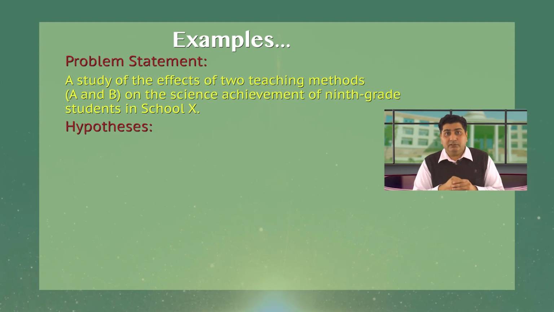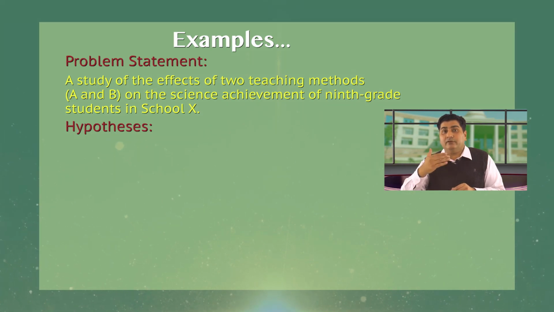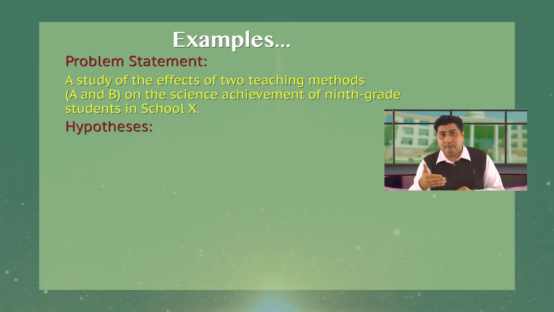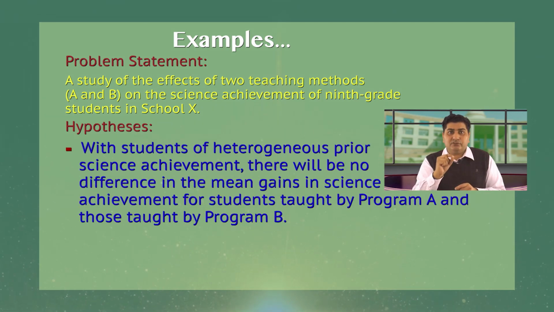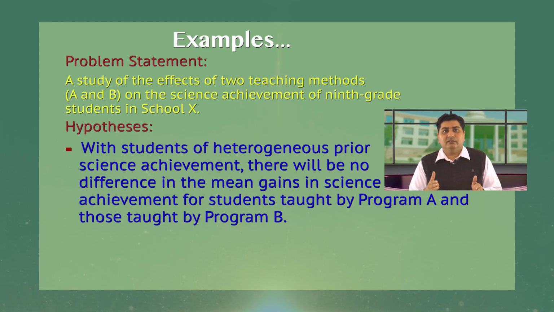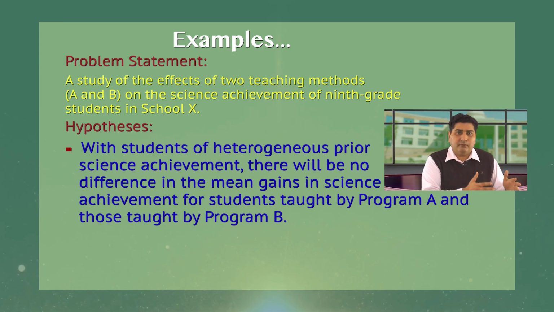And my hypothesis would be, with students, kindly note, I am not going to state a single hypothesis. As I just said, there may be different hypotheses associated with the problem. So I am stating some of the hypotheses. Number one, with students of heterogeneous prior science achievement, there will be no difference in the mean gains in science achievement for students taught by program A and those taught by program B.